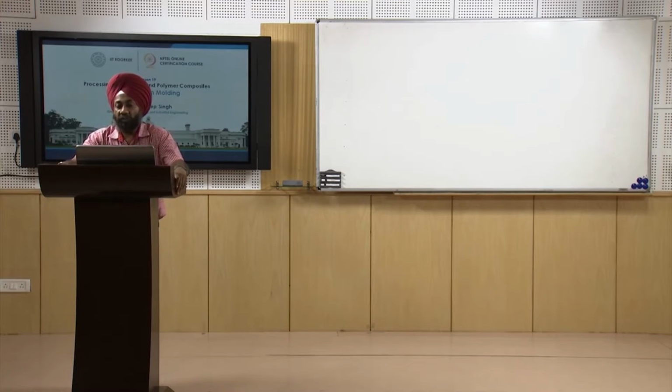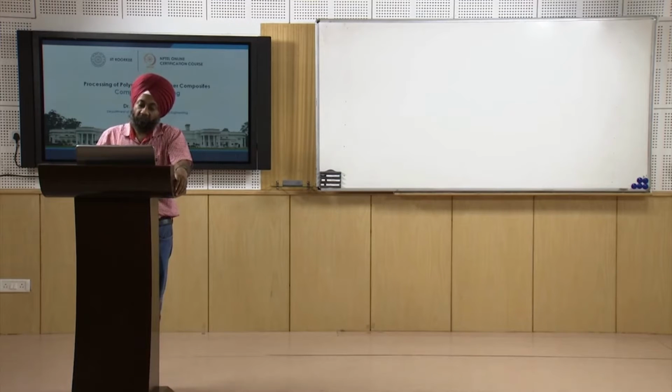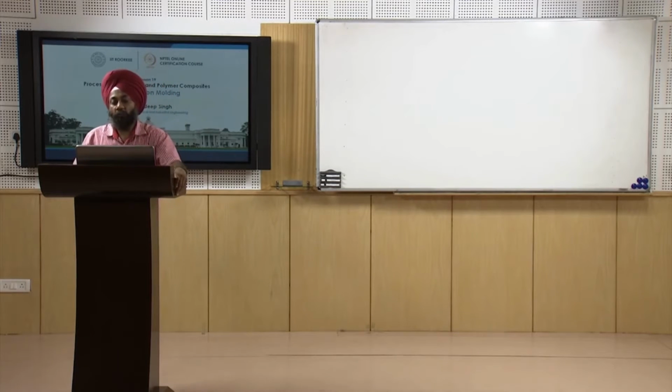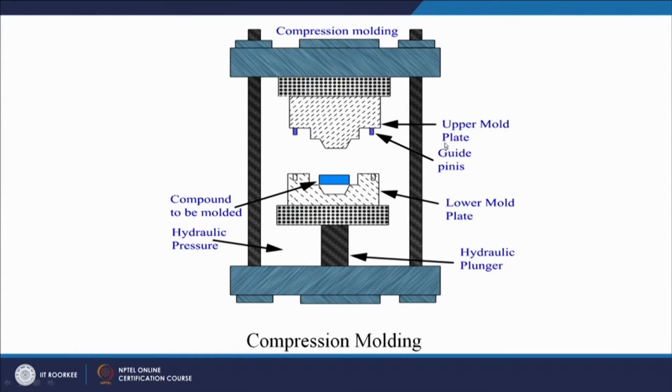Now on your screen you can see the simplest type of diagram that we can make for a compression molding machine. There is a movable part. This is the upper mold plate, and the shape that I am emphasizing is the exact duplicate of this shape. So we can see what type of product we will get. This is the compound to be molded, as I have told you.